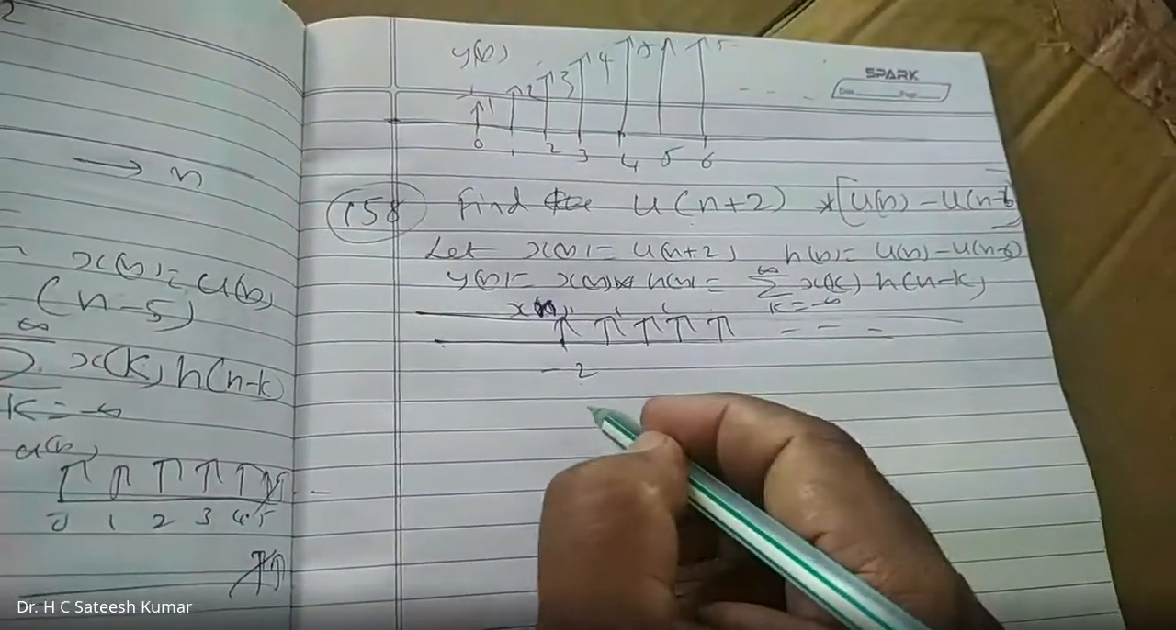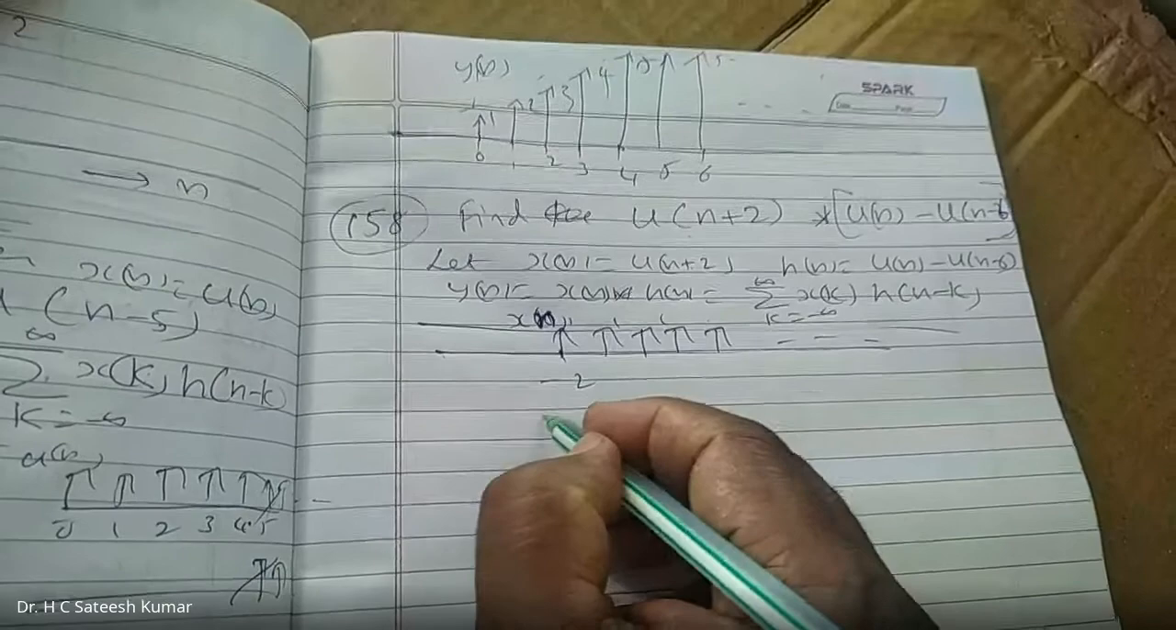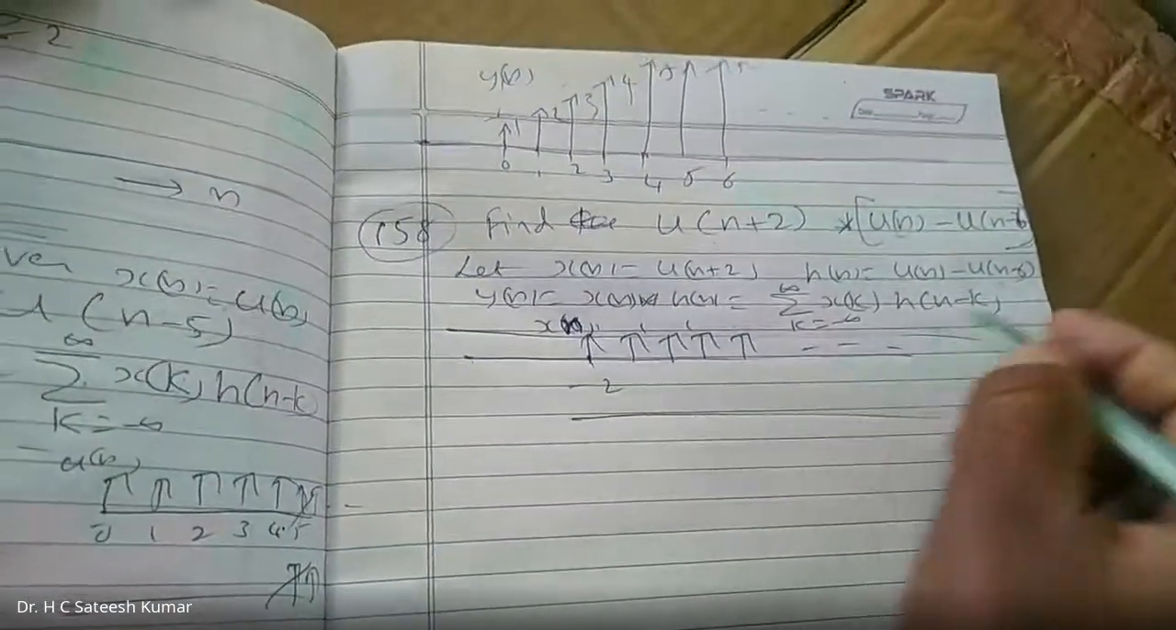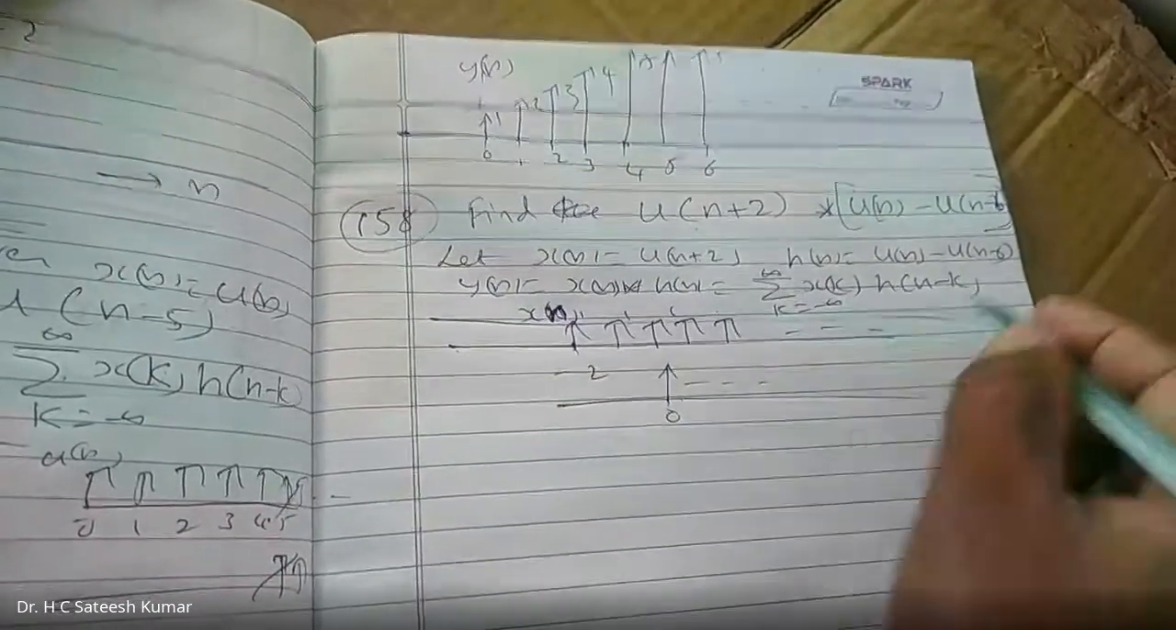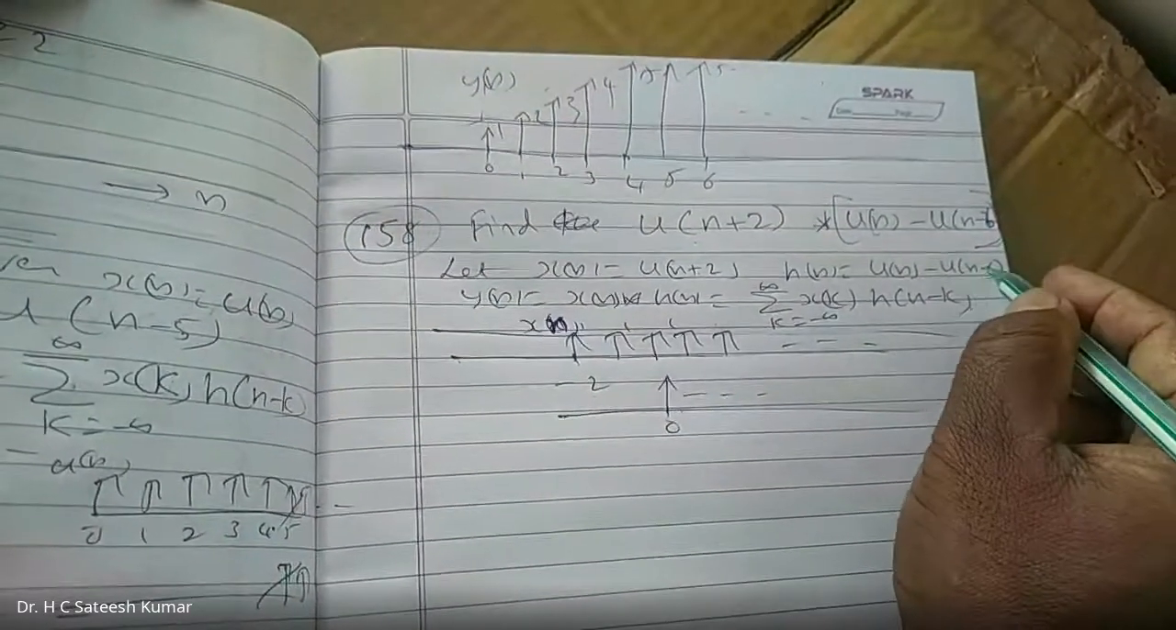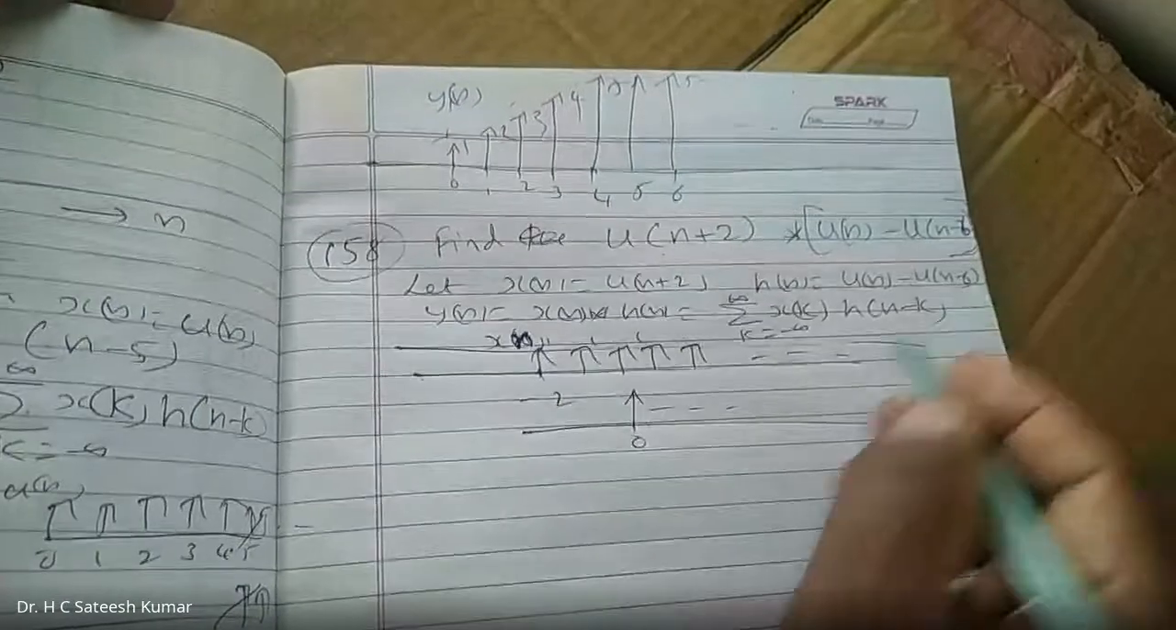H of n is from where to where? H of n starts from 0. And u of n minus 6 means we subtract from 6, so we are left with 0 to 5.